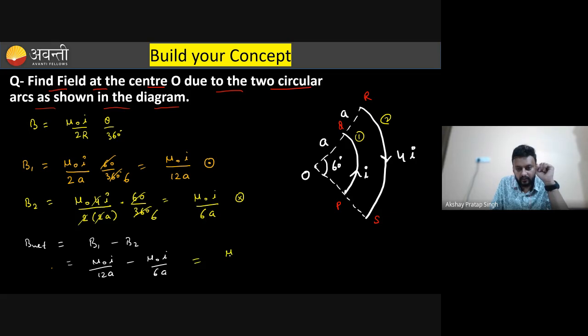I can see that it will be mu naught I by 12A with a negative sign. What is the meaning of this negative sign? This negative sign indicates that the net field is into the plane. So I will write it as into the plane, or make a cross symbol.